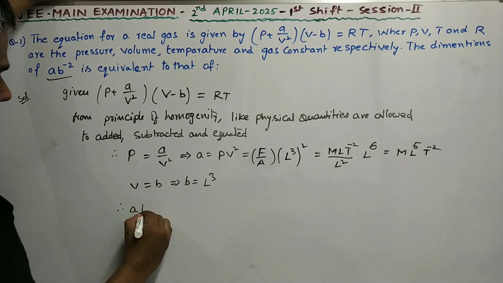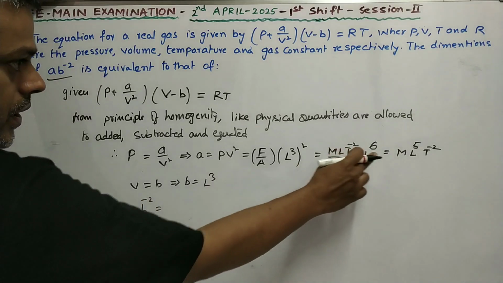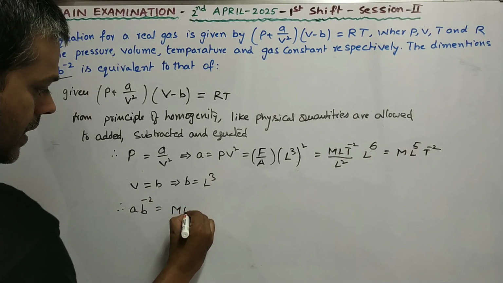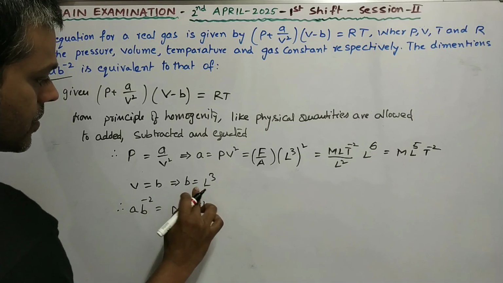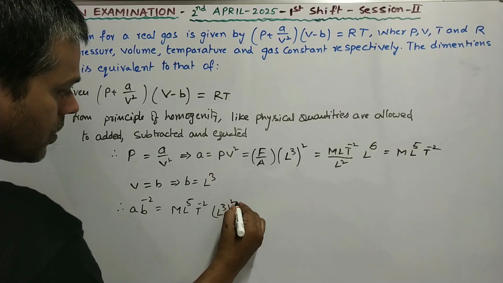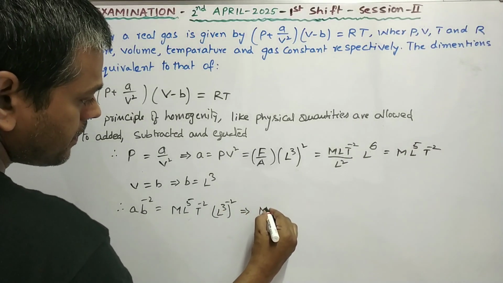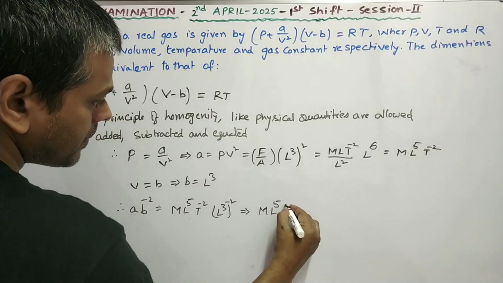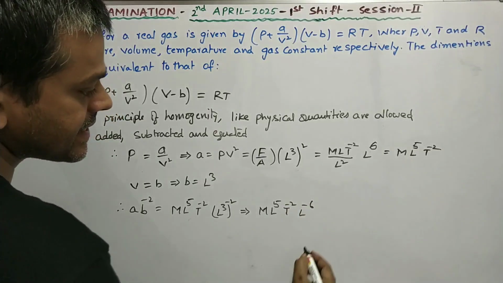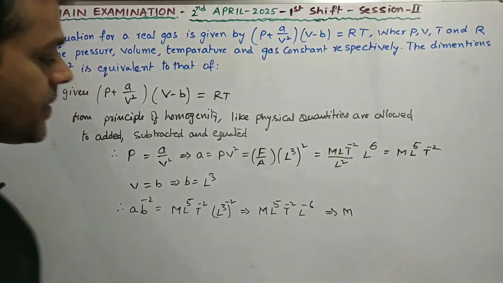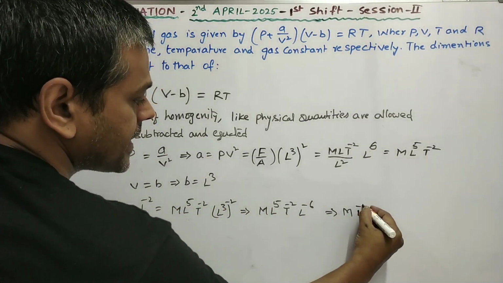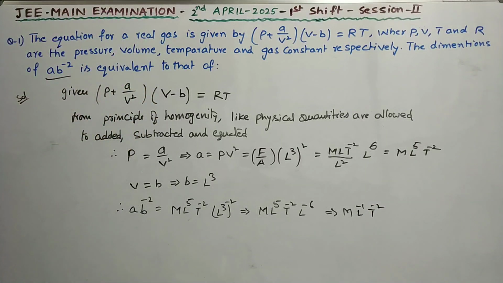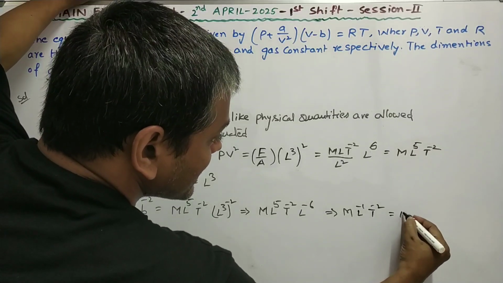Therefore, the required desired value, what is that? A into B power minus 2. A into B power minus 2 is equal to, A is M L power 5 T power minus 2, into B, B is L cube whole power minus 2. That implies M L power 5 T power minus 2 into L power minus 6. That implies M, and L power 5 minus 6, that means M L power minus 1 T power minus 2. Actually, this physical quantity is nothing but energy density.